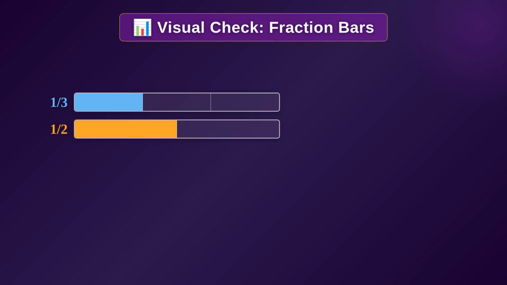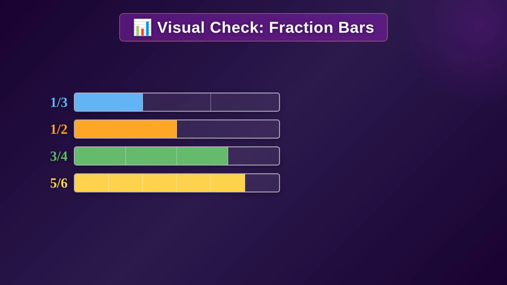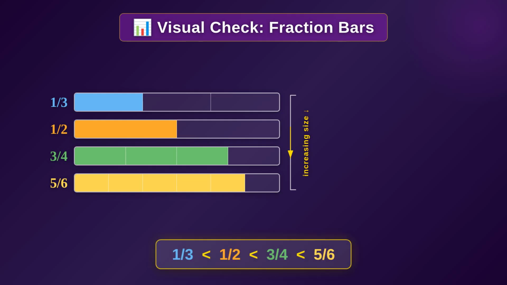Here's a cool visual way to check your answers: fraction bars. Let's visualize our 4 fractions from the last problem. Imagine each fraction as a shaded bar. 1/3 gets 1 out of 3 pieces shaded, pretty short bar. 1/2 is 1 out of 2 pieces, a medium bar. 3/4 is 3 out of 4 pieces shaded, getting longer. And 5/6 is 5 out of 6 pieces, almost completely full.